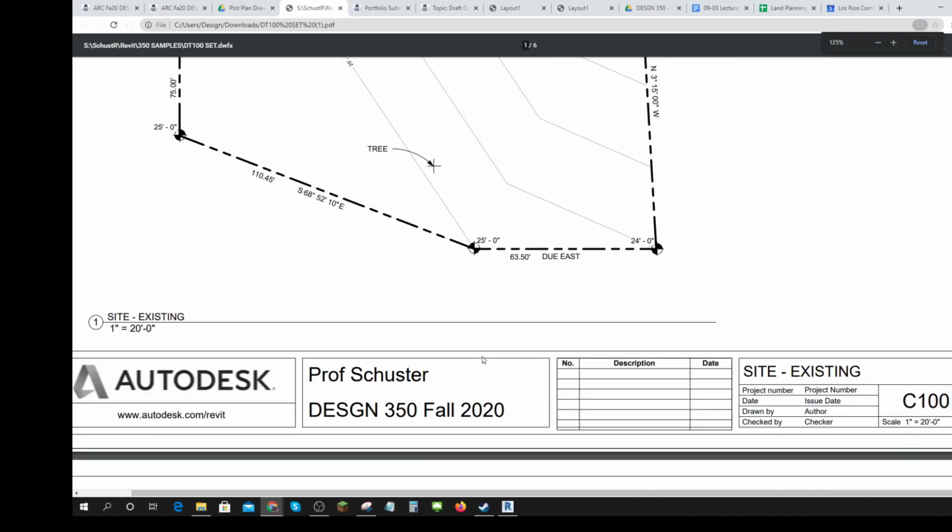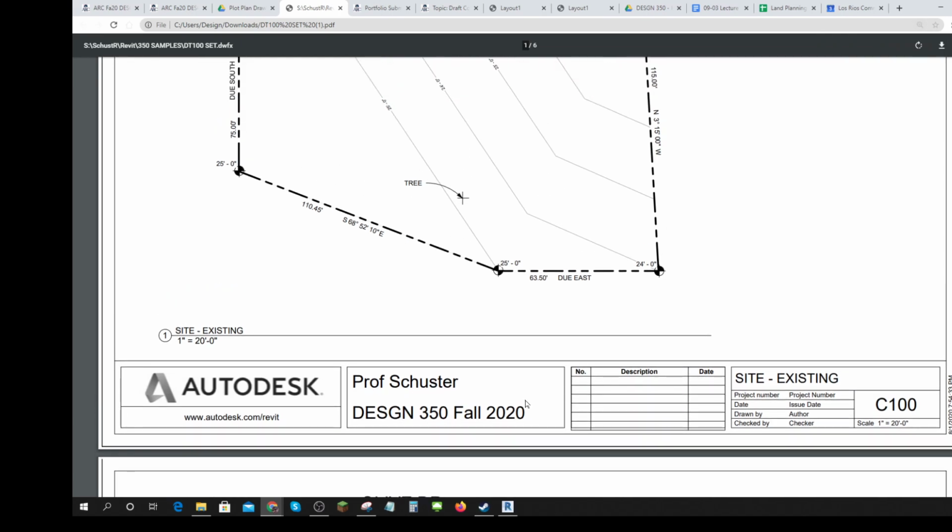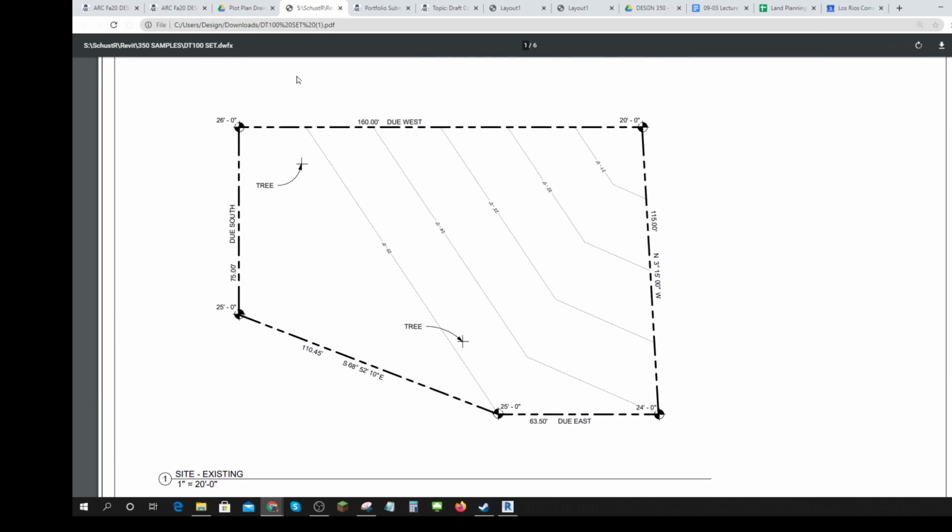Okay, so those are some of the things that I've seen, and I'm not going to worry about the title block right now. I'm really most interested in this. Does anybody else see some things?